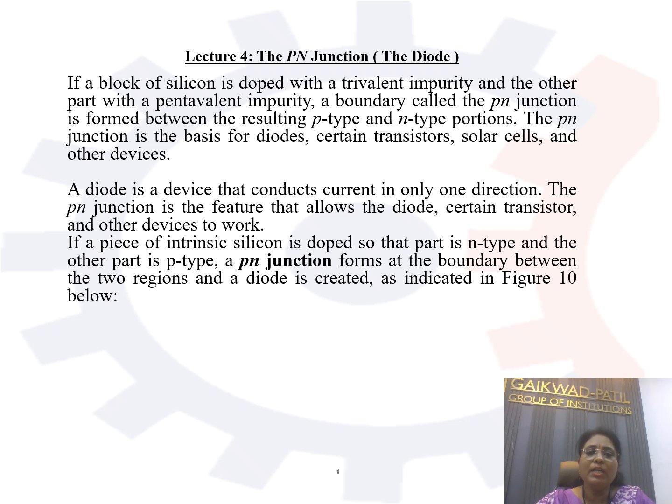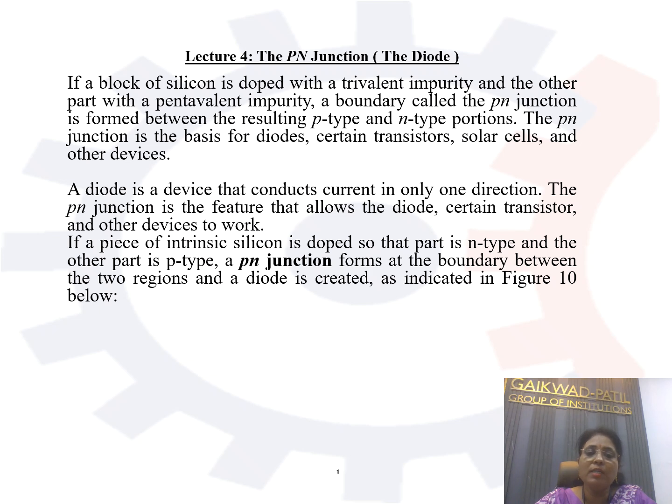The PN junction diode is nothing but P and N type materials combined together to form the diode. It is made of silicon material which is doped with impurities like trivalent and pentavalent impurities, and the boundary formed by adding this impurity is the PN junction, which results between the P type and N type portions. The PN junction is the basis of diodes, certain transistors, solar cells and other devices.